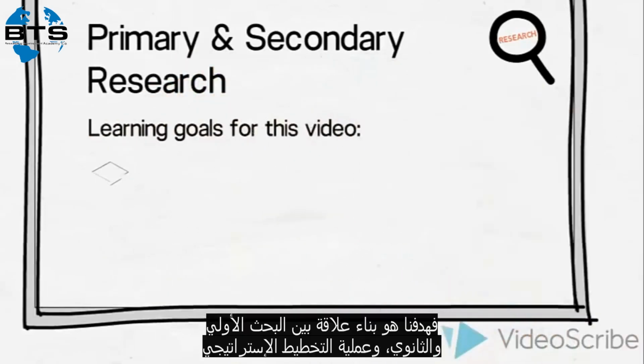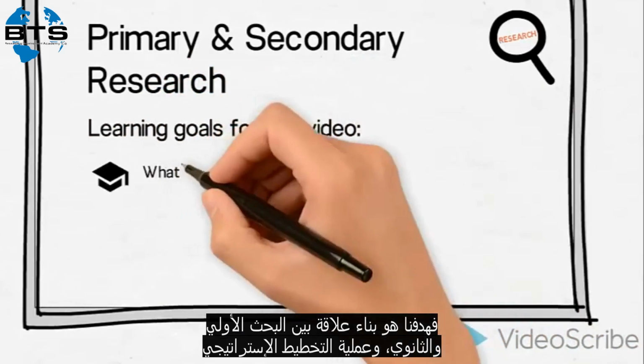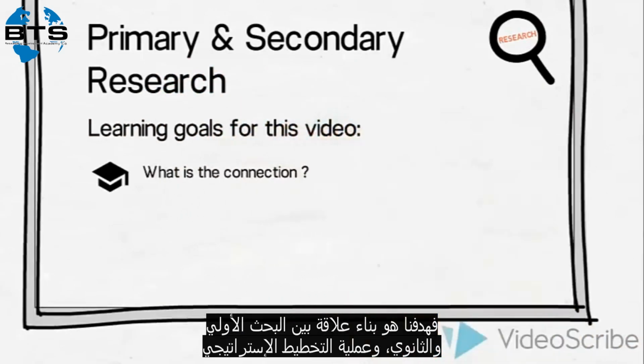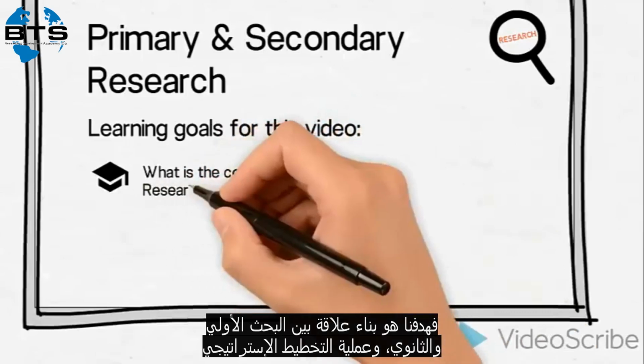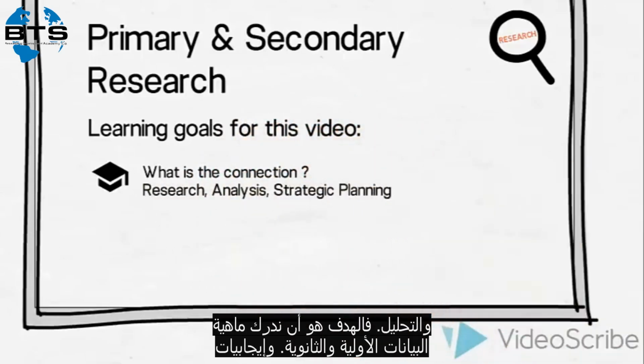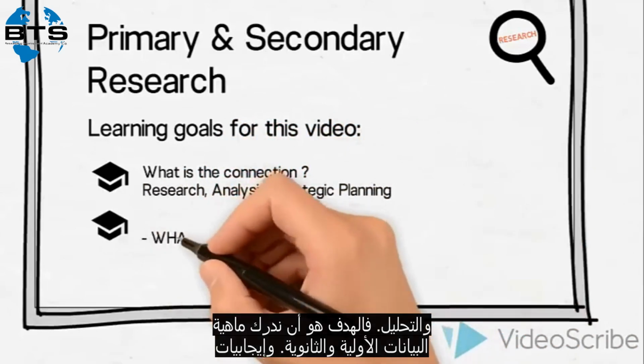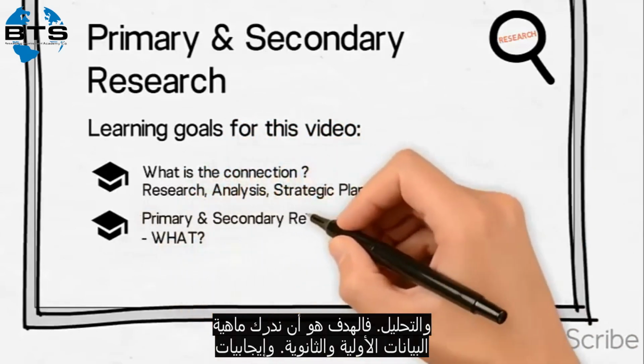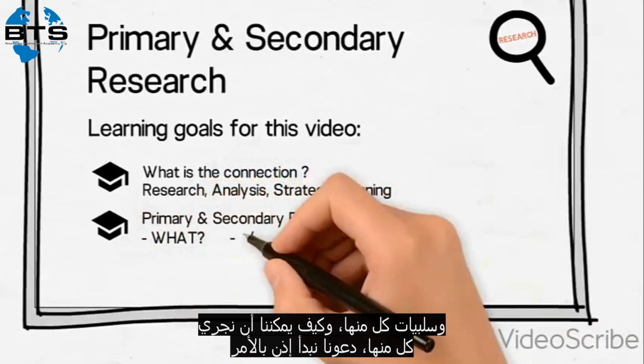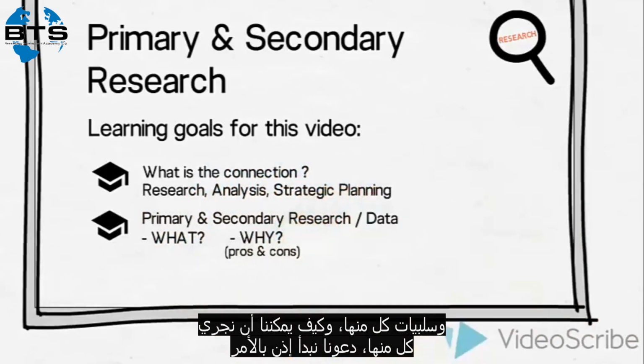Firstly, the goal is to establish a connection between primary and secondary research and the rest of the research, analysis and strategic planning process. Secondly, the goal is to gain an understanding of what primary and secondary data is, the pros and cons of each, and how we can conduct these two types of research. So let us begin.